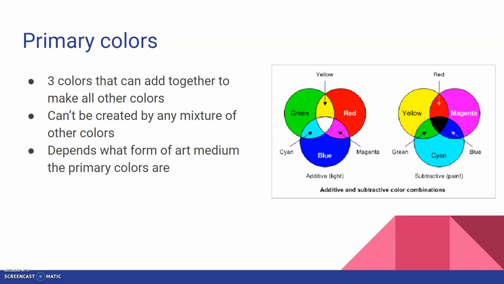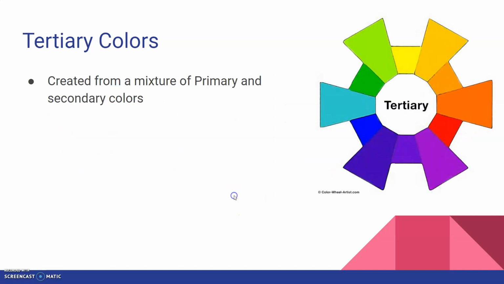Primary colors. The three colors that can be added together to make all other colors and can't be created by any mixture of any other colors. And it depends on what form of art medium what the primary colors would be. In light, like on computer screens, and visual light, combinations of light that are additive, the primary colors would be blue, green, and red. And subtractive mediums like color printers and maybe paints, cyan, magenta, and yellow would be the primary colors.